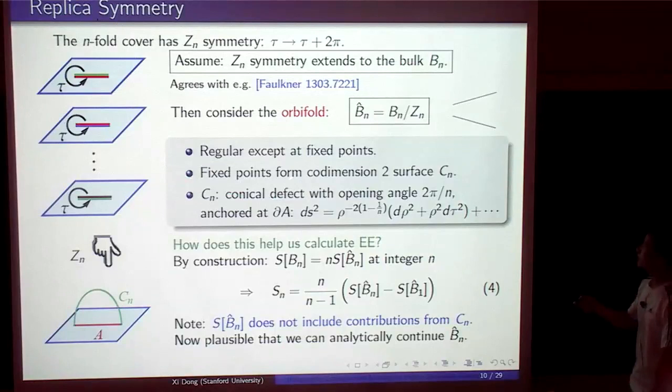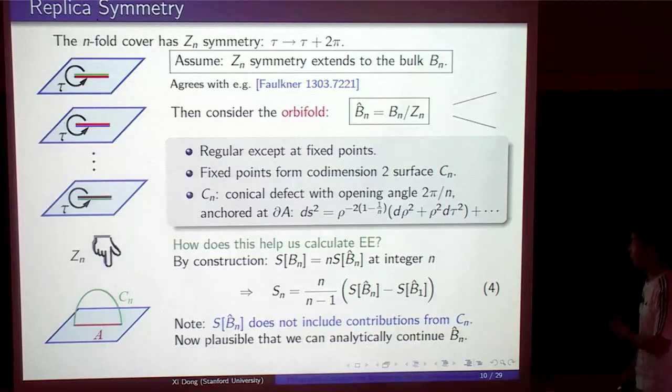The way we can see that is on the boundary, the fixed points are simply, in this picture, the two endpoints of the interval. In general, it is the boundary of the region A that you pick. And if we extend the tau coordinate into the bulk, then it's always the point where the tau circle shrinks to zero size, and you have a codimension 2 surface. So we can look at this picture. You have a codimension 2 surface which ends at the boundary of A, and this should be the fixed points for the Z_n action.